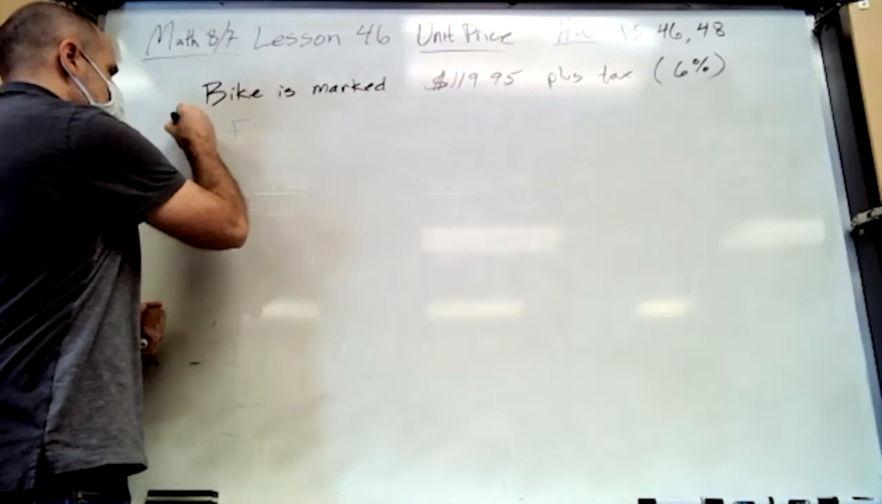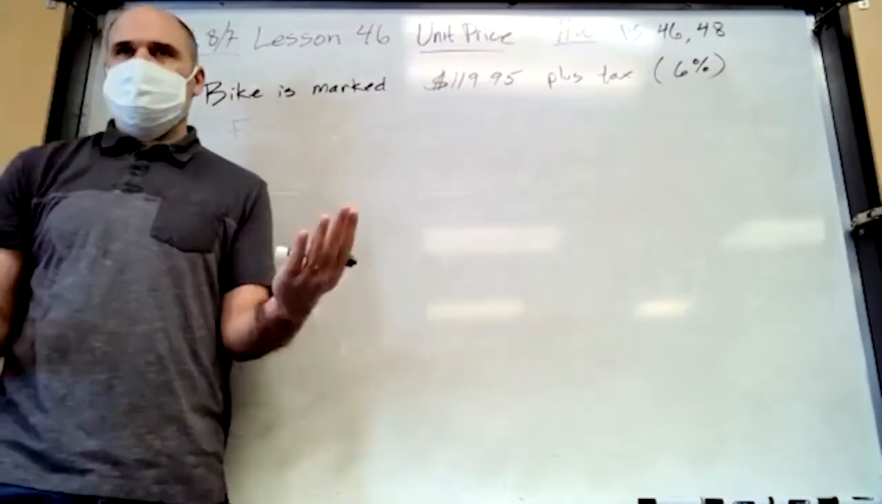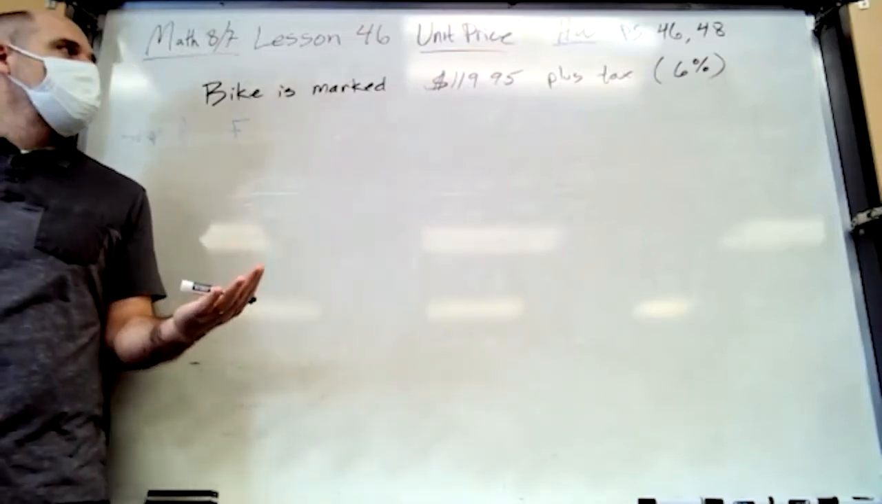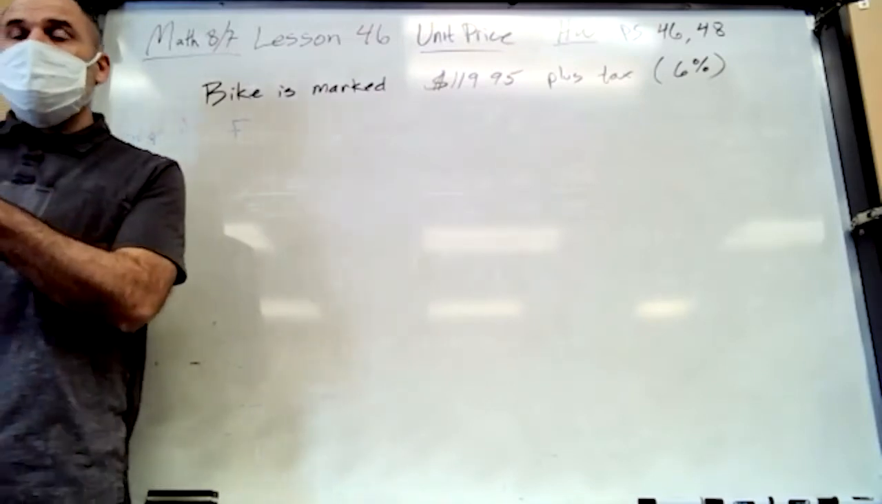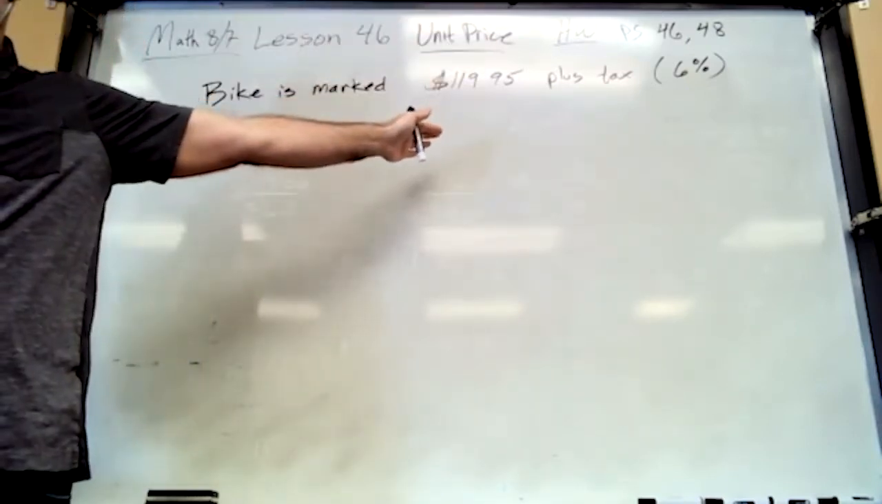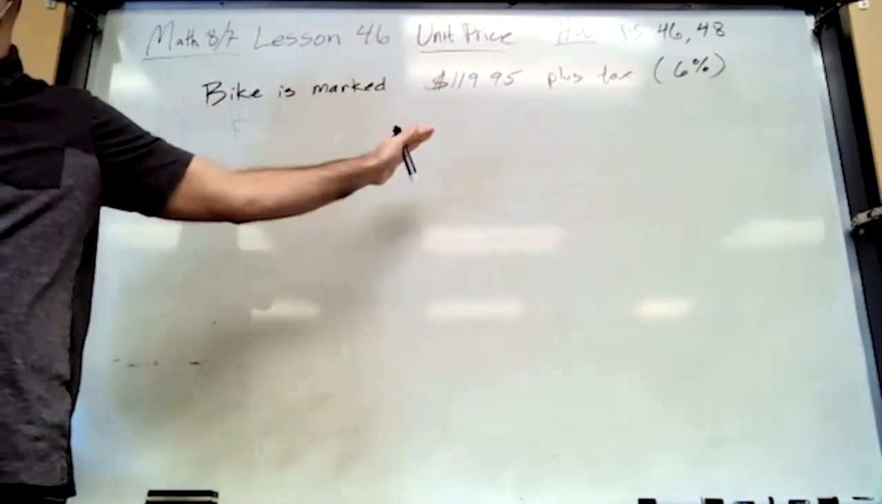Step one is what? Tell me in words what you need to do. Something with the 119.95 times 6. Okay, kind of. You could do that. So you have to find 6% of that price, right? Everyone agree on that? Step one is you have to find 6% of that price.